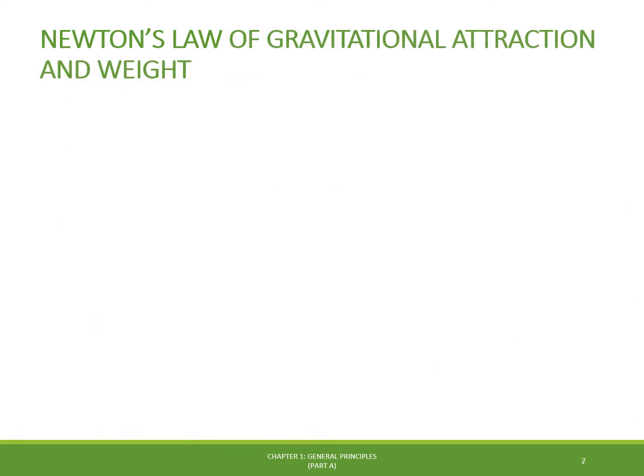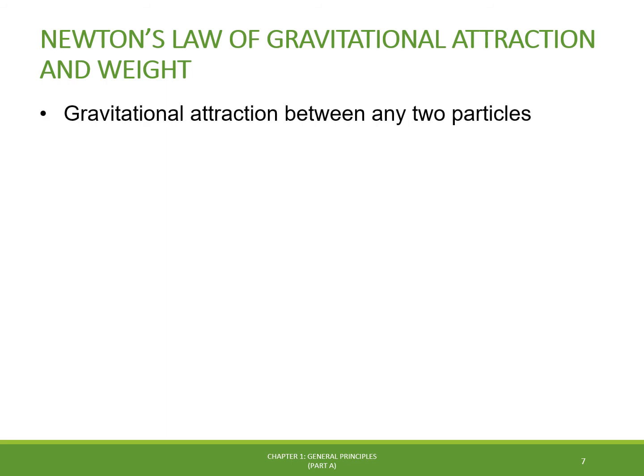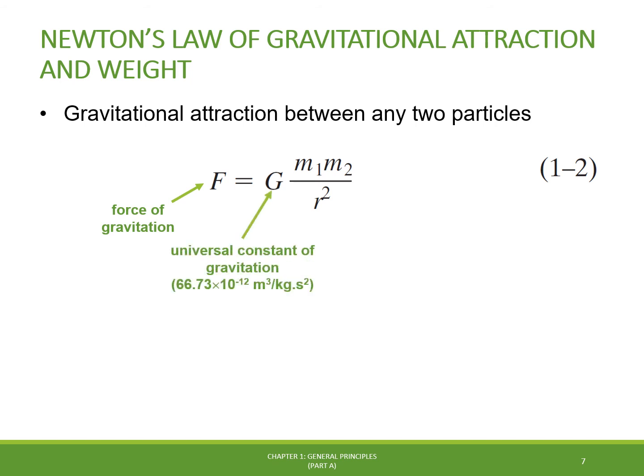As a consequence of his three laws of motion, Newton postulated a law governing the gravitational attraction between any two particles. This is mathematically expressed through the following equation, where F is the force of gravitation between the two particles, G is the universal constant of gravitation, r is the distance between the two particles, and m1 and m2 are the masses of the two particles.